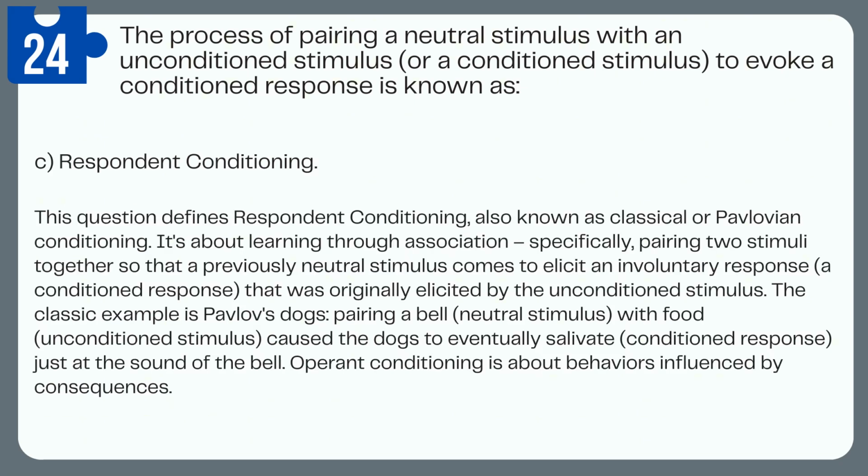Answer: C. Respondent conditioning. This question defines respondent conditioning, also known as classical or Pavlovian conditioning. It's about learning through association, specifically pairing two stimuli together so that a previously neutral stimulus comes to elicit an involuntary response, a conditioned response that was originally elicited by the unconditioned stimulus. The classic example is Pavlov's dogs. Pairing a bell, neutral stimulus, with food, unconditioned stimulus, caused the dogs to eventually salivate, conditioned response, just at the sound of the bell. Operant conditioning is about behaviors influenced by consequences.